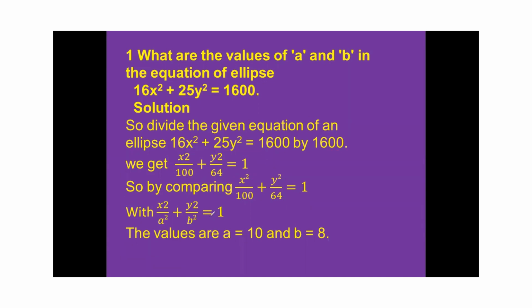Now, compare this equation with the equation of an ellipse whose major axis lies on the x-axis. Here a squared equals 100, so a equals 10. b squared equals 64, so b equals 8. So the length of the major axis is twice a, which is 20, and the length of the minor axis is twice b, which is 16.